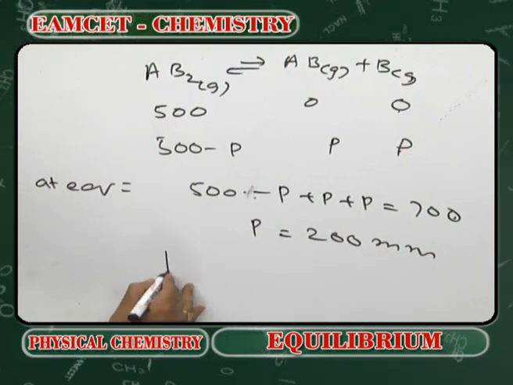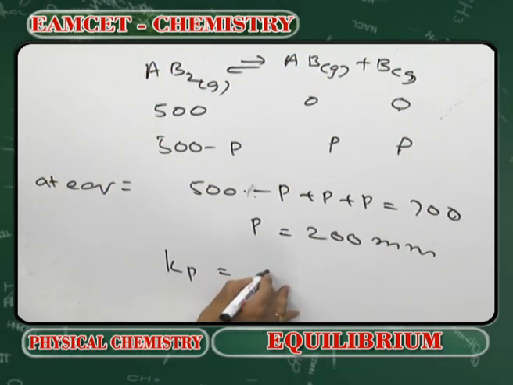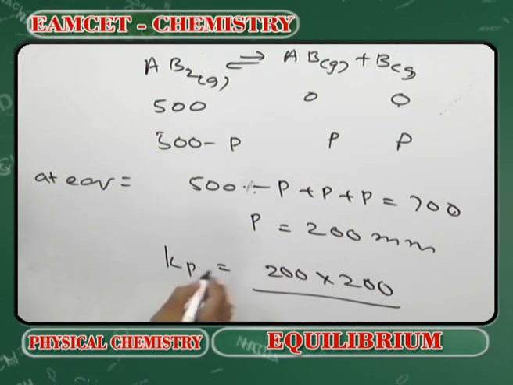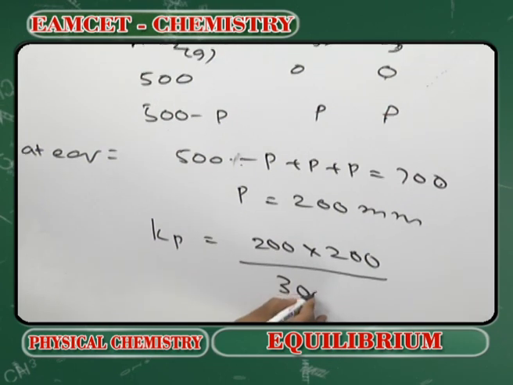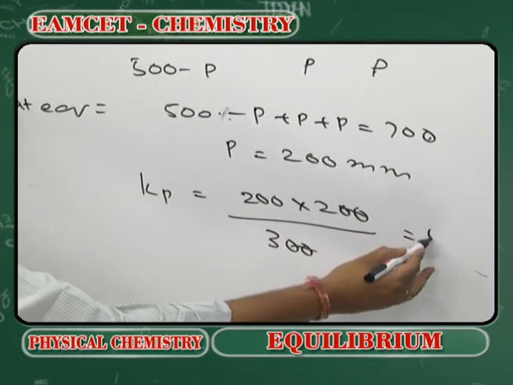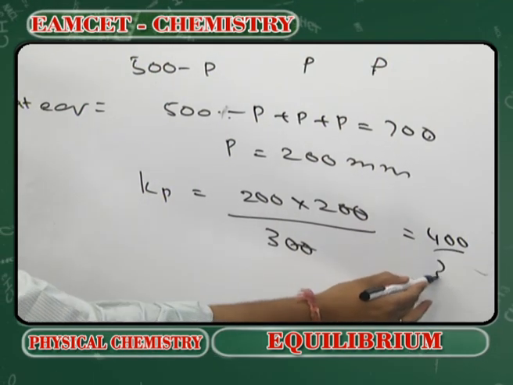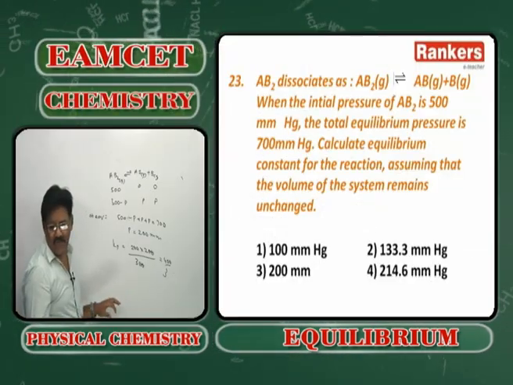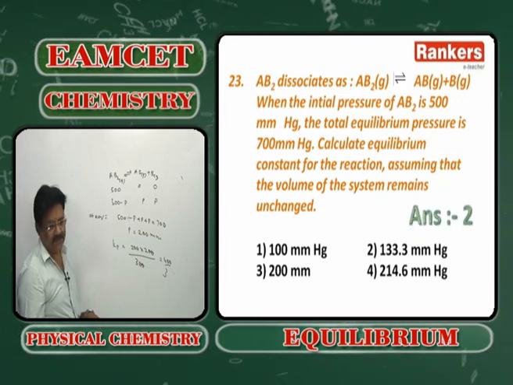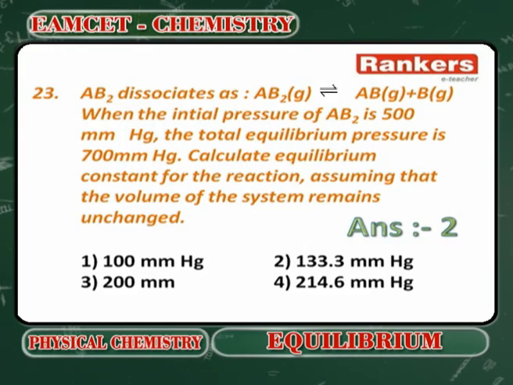Now what will be the Kp value? 200 into 200 by 300. 400 by 3. 400 by 3, 133.3 mm. Option D is the answer. Next question.